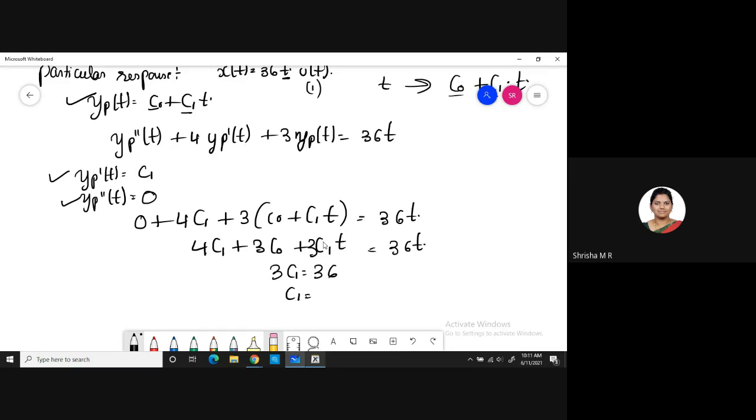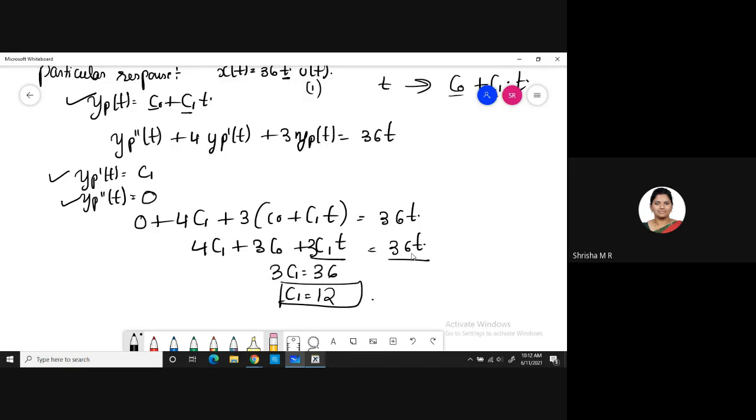We are trying to compare the coefficients of the power of T. Got it, everyone? So you have t power 1 in these two, so we are equating these two to find C1. Got it? Is it clear? The coefficients which are powers of t. Here you have t term, here also you have t term. So 3C1 is equal to 36, C1 will be equal to 12.